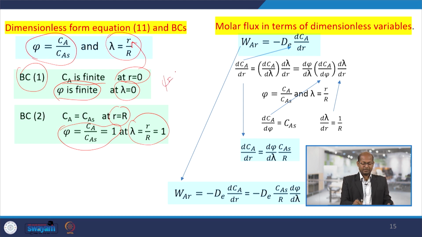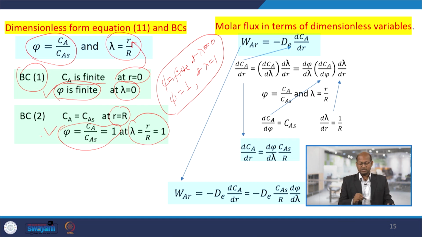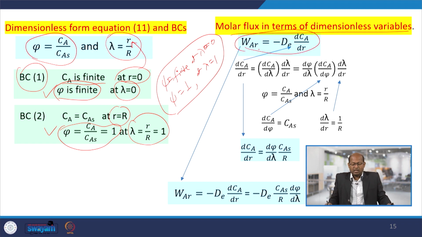Phi is finite at lambda equals 0, and phi has the value 1 at lambda equals 1. So these are the two boundary conditions we have to use. Now the molar flux in dimensionless form we have to express. WAR is the molar flux, equal to minus D dCA by dr.